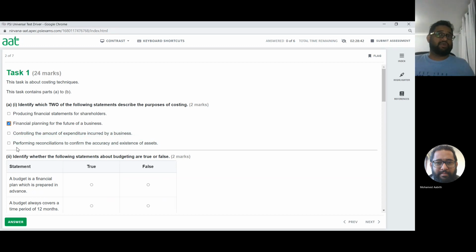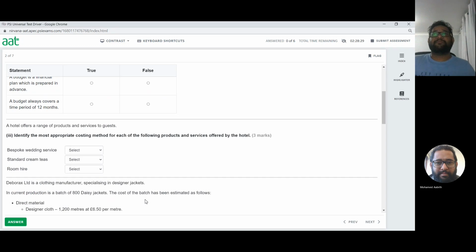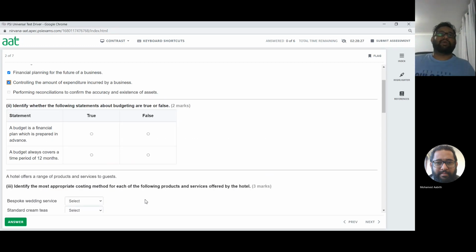But let's look at the last one also. Performing reconciliation to confirm the accuracy and existence of assets. This is nothing to do with costing; this is done by your non-current asset register. So these are the two right answers. Now let's look at the next one.